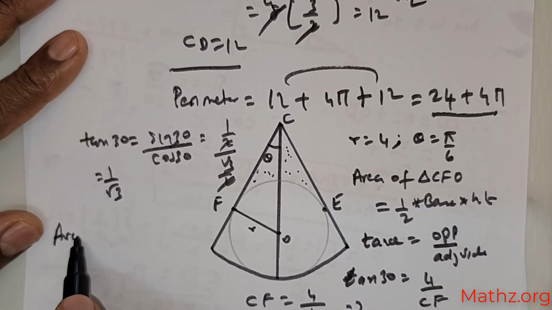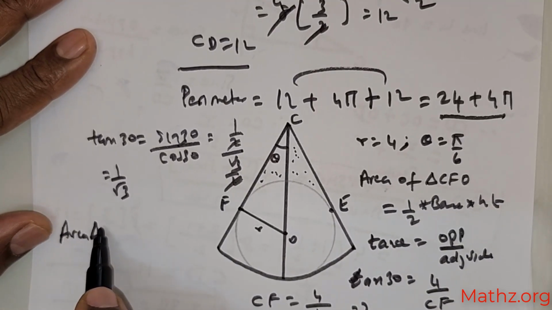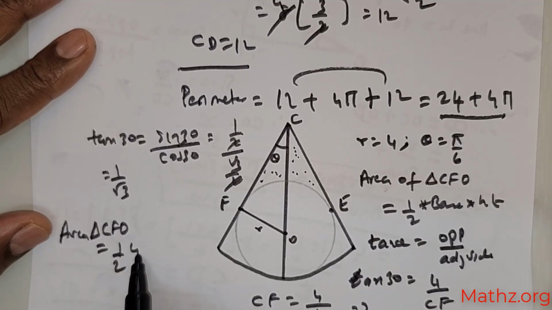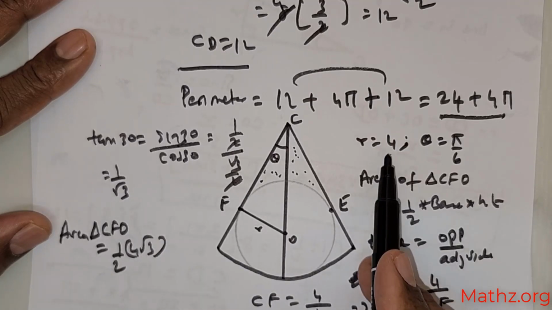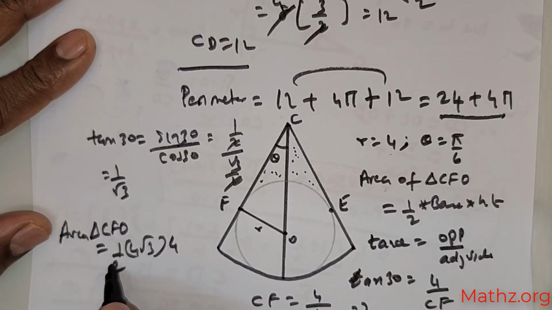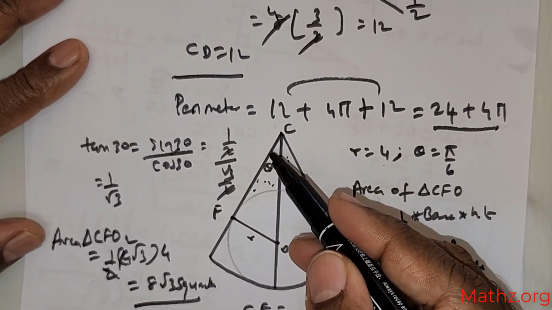So area of triangle CFO is half times my base is 4 into root 3. My height is given to be as 4 units. So 4 goes here, 2 divides here 2 times. 2 times 4 is 8. So 8 times root of 3 square units. Okay, so this is this area.